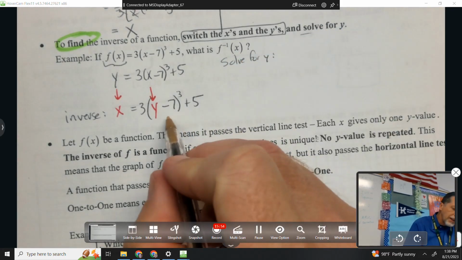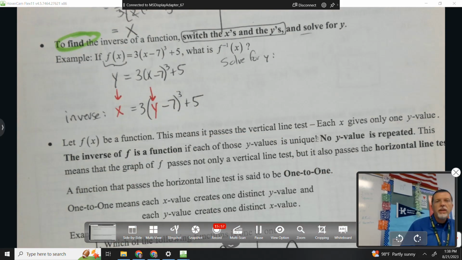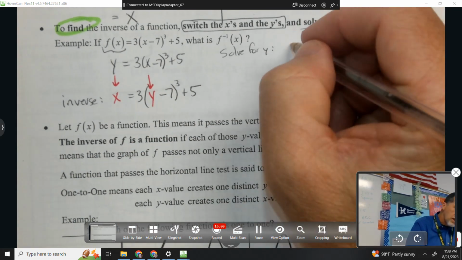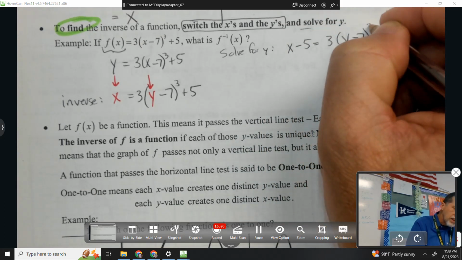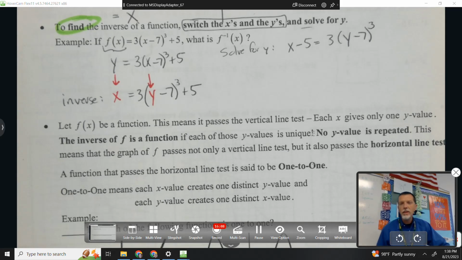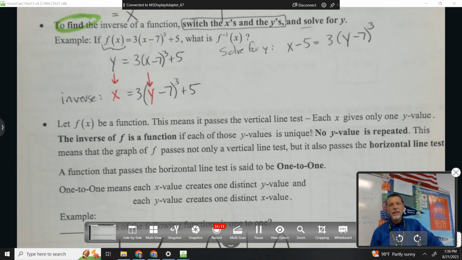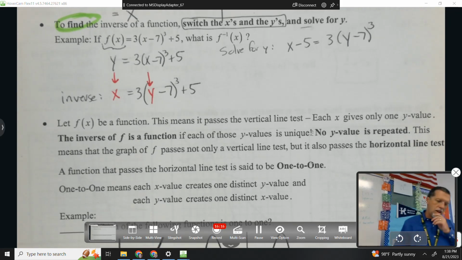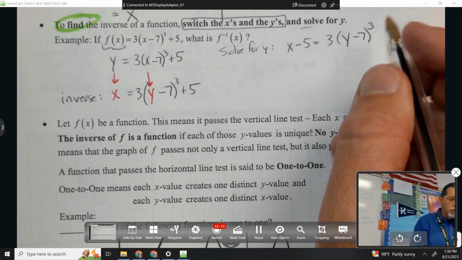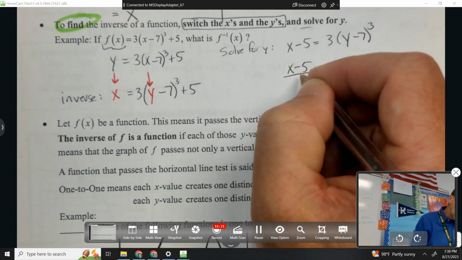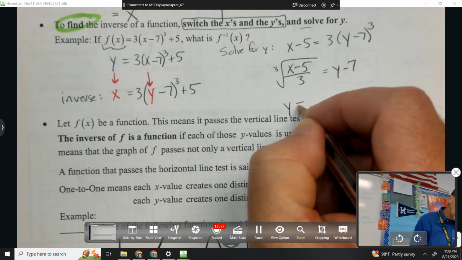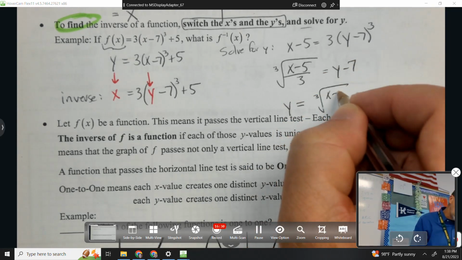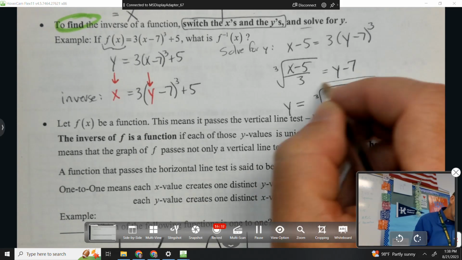So let's see here. Now it's just like peeling away all the layers to get to y. How many layers do you want to peel at once? I'm going to peel them one at a time. You peel as many as you think you can get away with accurately. So x minus 5, and then I'll divide by 3, and then I'll cube root. If you want to do 2 at a time, x minus 5 over 3, cube root, equals y minus 7, and then move the 7 over, and there is my inverse.